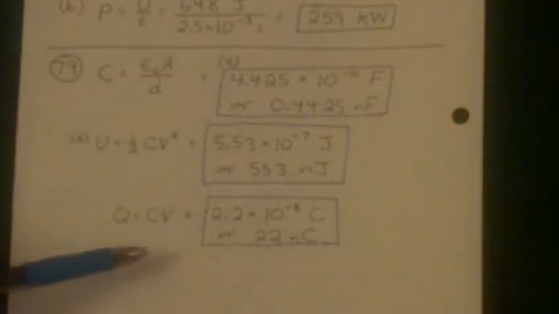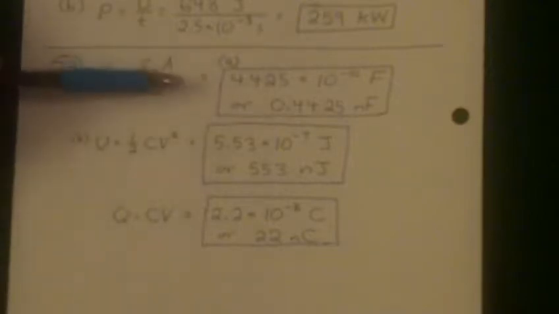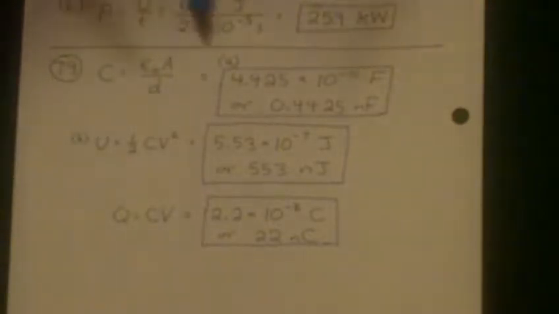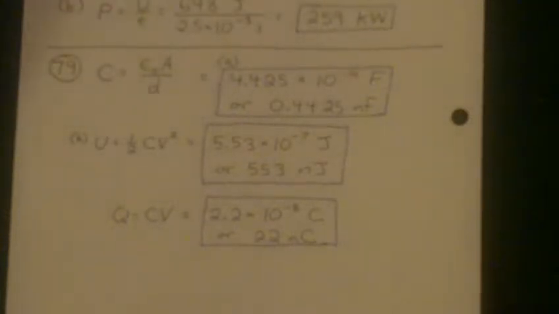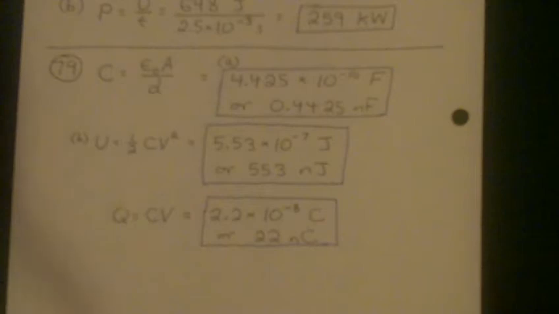And finally, the last one is the charge. Charge equals C times V. And so we take the capacitance from part A, in MKS units. So take this 4.425 times 10 to the negative 10 farads, multiply by the voltage given in the problem, and we get 2.2 times 10 to the negative 8 coulombs.